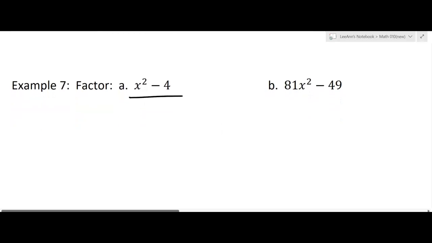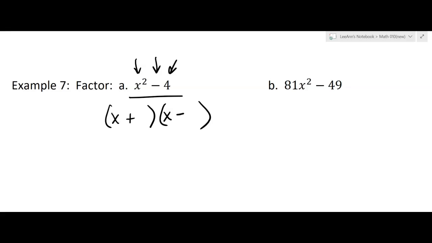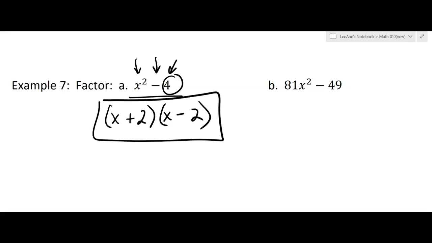x squared minus 4. Is that a perfect square? Yes. Is that a perfect square? Yes. Is it subtraction? Yes. So make the parentheses. It's going to be x and x. One will be plus, one will be minus. And then think about what's the square root of 4? 2. There, you're done. Can you check it with FOIL? Yes.